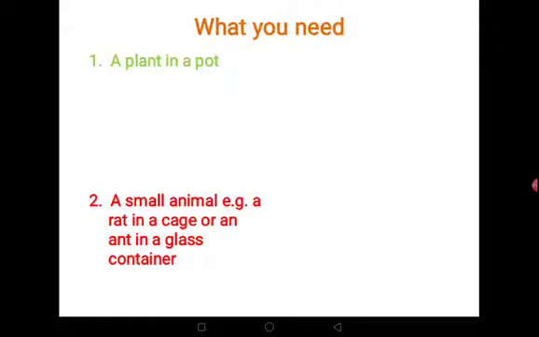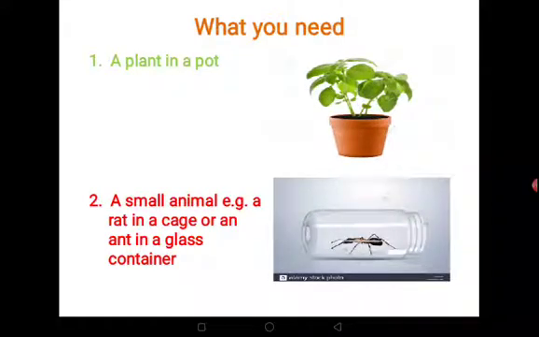Now, to answer this question, I want you to do the following. You need to have a plant, probably a potted plant, like that one. You can pick it from your compound. And then you also need to get an animal. You can get one which is not harmless. For example, you can get a small ant, a sugar ant, and place it in a glass bottle, and then you observe the two organisms, the plant in a pot and also an ant.